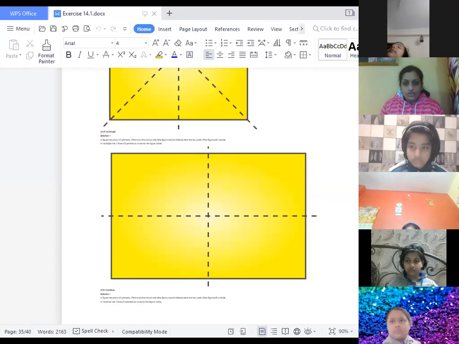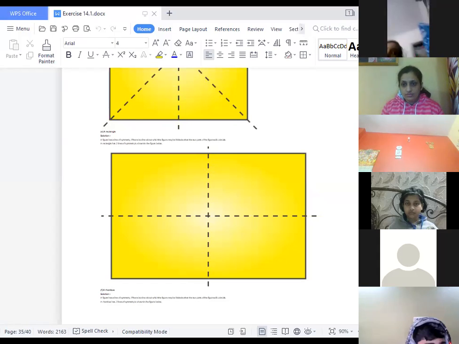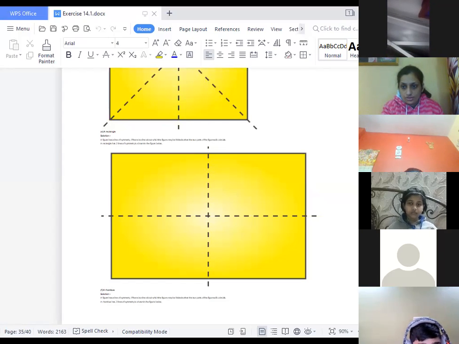In a rectangle, only 2 lines of symmetry will be passing through it. Either it is equal in the breadth way or in the length way. So only 2 lines of symmetry will be passing through it.